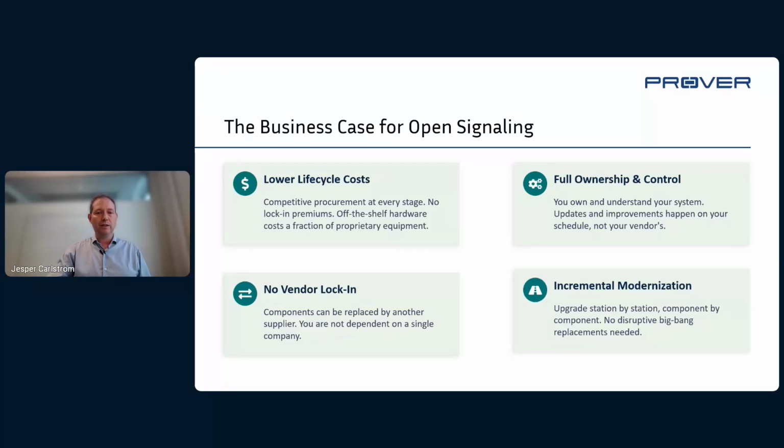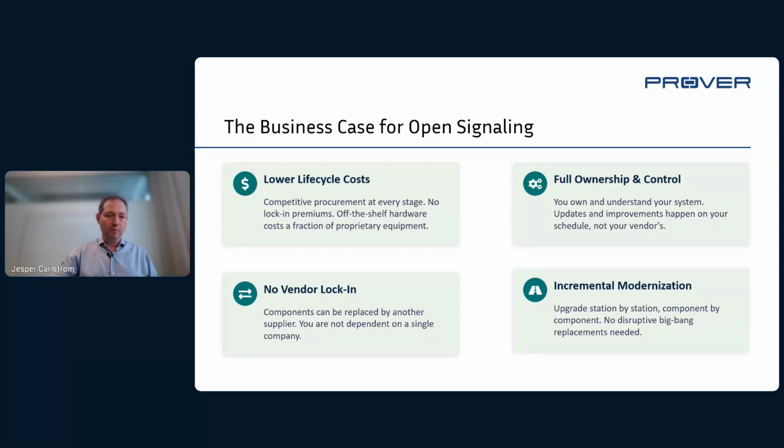Then you also need to weigh in that this gives you full ownership and control. So you own and understand your system, and when you need to update and improve the system, then you can decide to do that, not your vendor. This is relevant for this business case because you know that you will somehow, as an infrastructure manager, now and then have to update your system. So if you know that you can do it, then you have your costs under control. If you don't know that it will be possible, then you might need to take really costly alternative paths to solve your changing travel patterns.